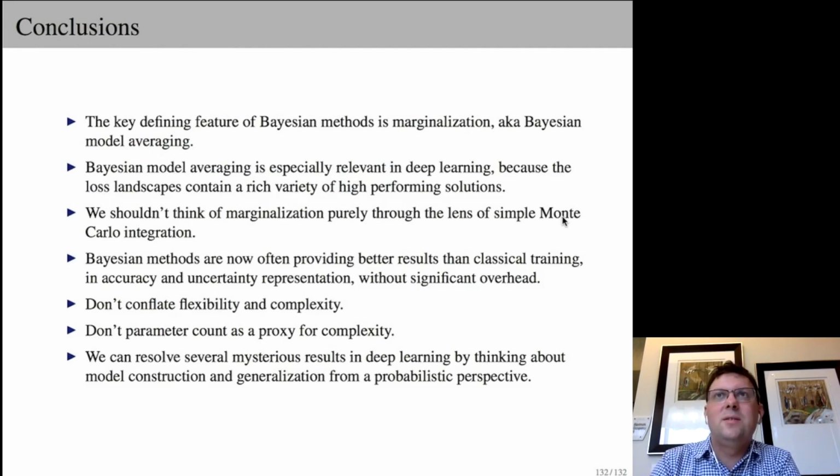Really this emphasizes that there's a big difference between marginalization and just regularization, as we saw in that coin toss example. We should be careful not to conflate flexibility and complexity. Gaussian processes, for instance, can be extremely flexible, with an infinite number of parameters, simple inductive biases, and good generalization on a small number of points. We should also be careful not to use parameter count as a proxy for complexity. Sometimes the models with many more parameters, in a sense, are helping us find simpler solutions.